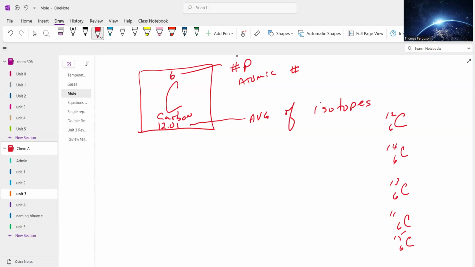Notice the bottom number is 6. That does not change. That changes if we're not on carbon. The top number is a combination of protons and neutrons. The number of neutrons can change. It doesn't affect the chemistry. Okay, so we're going to be using this decimal number today a lot.